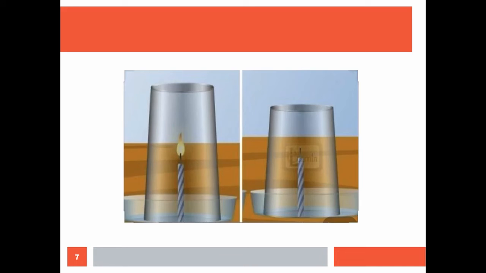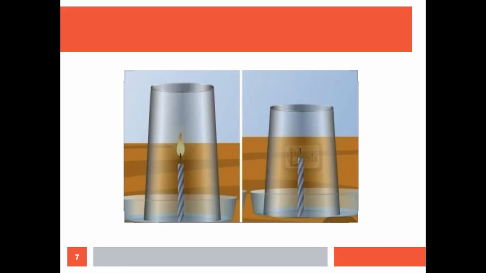Now what you will observe here is the time for which the candle was glowing before it again goes off, because here also we have put a limitation. So it can only utilize the air which is there inside the glass. But what we observe is T2 is greater than T1. That means the time for which the candle lighted in the second case is more than the time for which the candle was on in the first case.